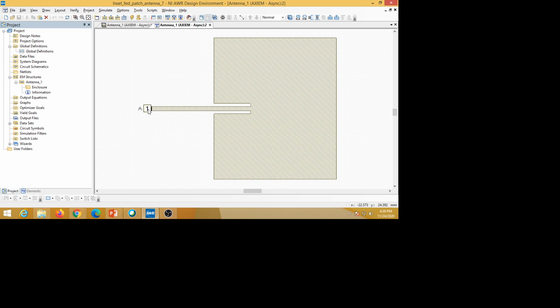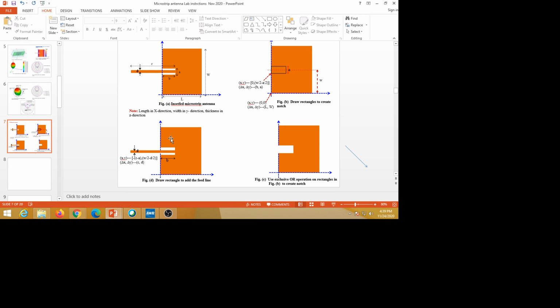So here we have to add port 1 to the edge, that is the feed line. We have to attach the port here. It is a one port device, you cannot add one more port. Only one port you have to put like this. Now what we have to do is plot S11 and the impedance Z11. These two you should plot here.